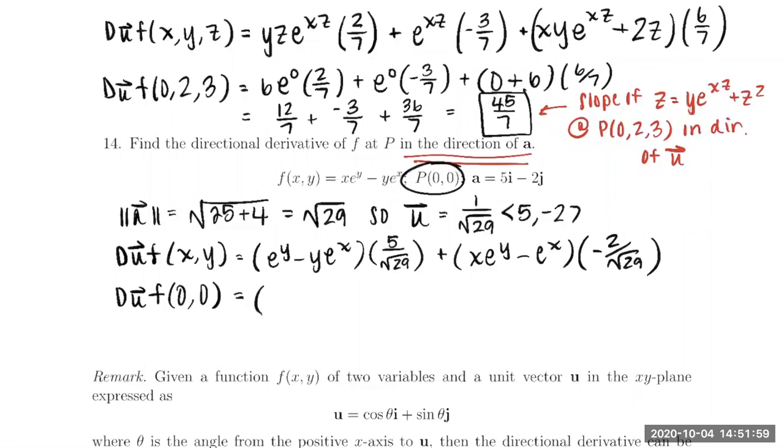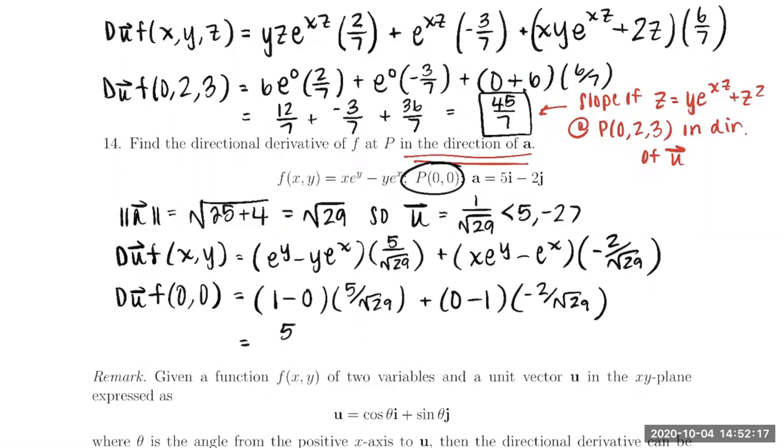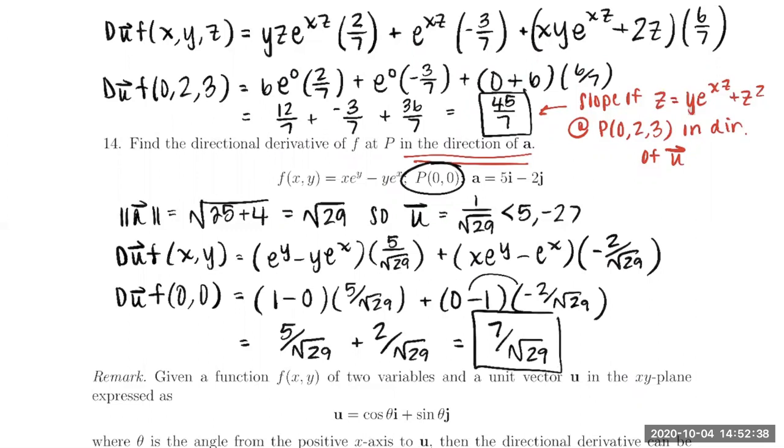So this becomes (1 minus 0) times 5 over root 29 plus (0 minus 1) times -2 over root 29, let's do 29. So this is a 5 over root 29. Double negative here makes plus 2 over root 29. And so my final answer is 7 over root 29. As always, you're welcome to leave a square root in the denominator. No need to rationalize, but that works just as well.